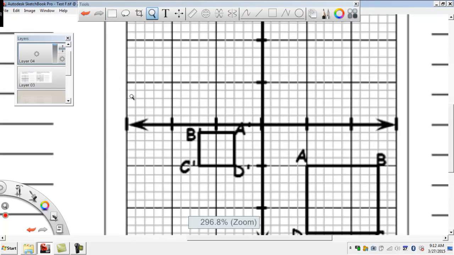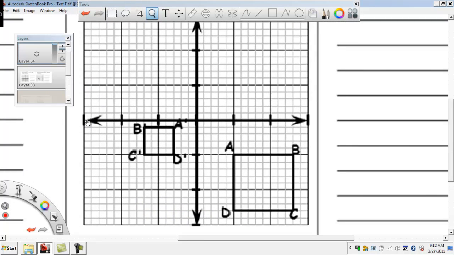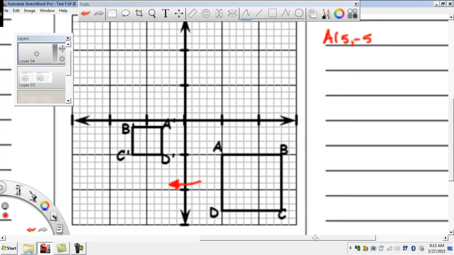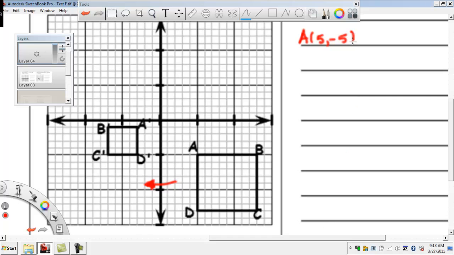Let me shrink this down just a little bit. We want to do a reflection around the y-axis. This is not a rotation, it's a reflection. So I take the point A, which is 5, negative 5. It moves across the y-axis, and that new point will become a negative 5, negative 5. Right there.